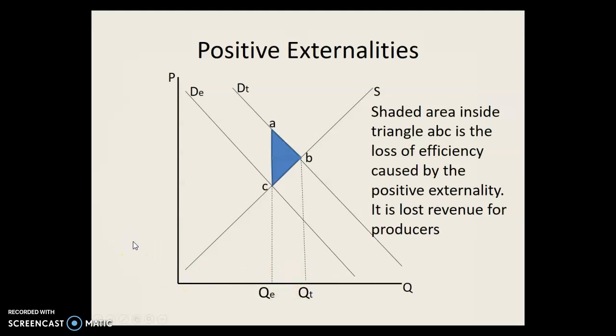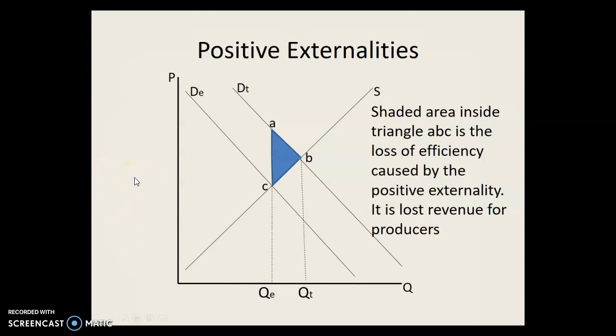And finally, we have a shaded area here, and this shaded area inside the triangle ABC is the loss of efficiency that is caused by this positive externality. It basically is lost revenue for producers. If everyone were paying for the product that they're receiving a benefit from, that would add to the revenue that producers are receiving. As it is, it's a loss of efficiency. They are not getting their maximum revenue on this product from everyone who is actually benefiting from it. So we have free riders, and the free riders equate to lost revenue for the producers.